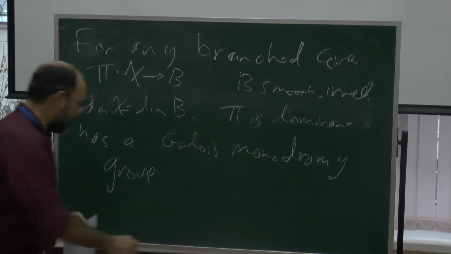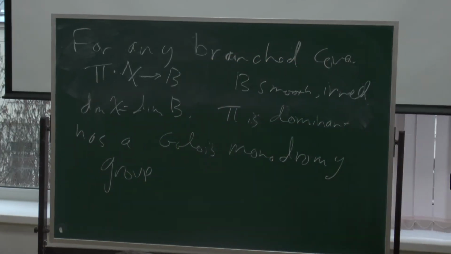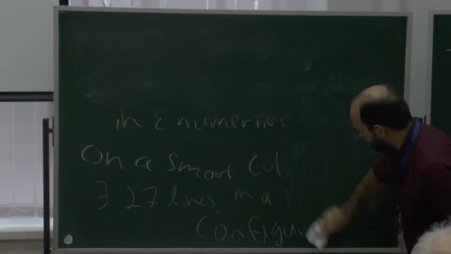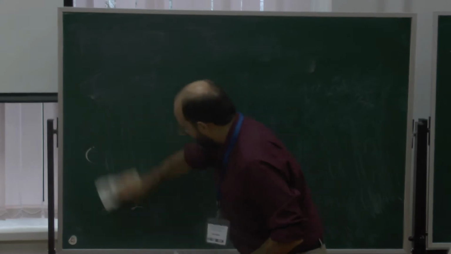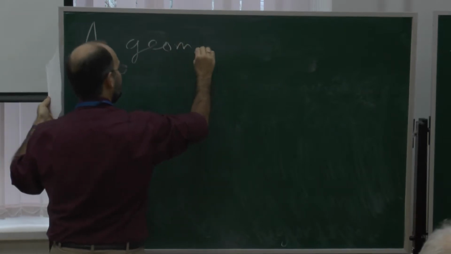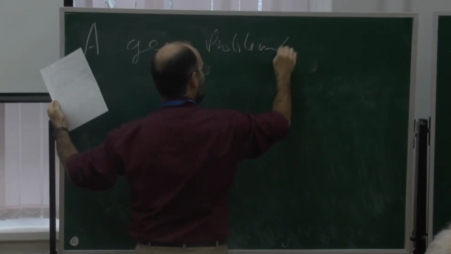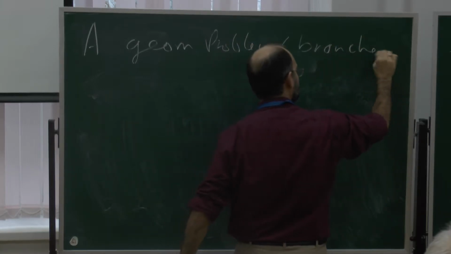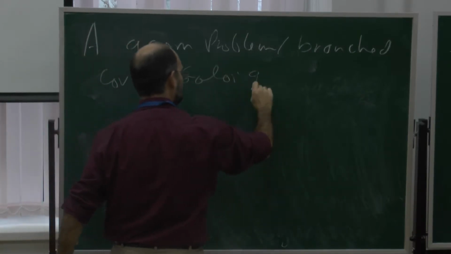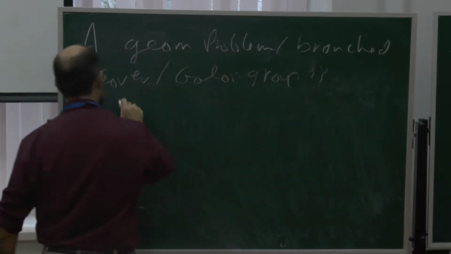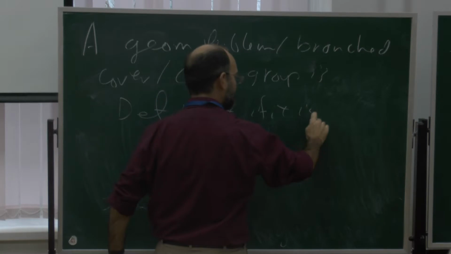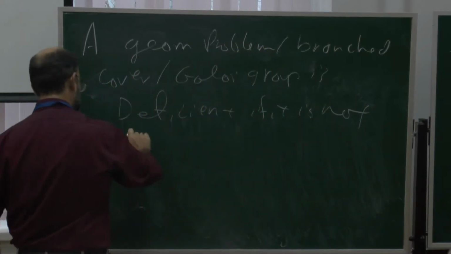Now, I'm going to define some terminology to make it easier to talk about these objects as we've been studying them. A geometric problem, or branch cover, or maybe just Galois group, I'll call deficient if it is not full symmetric.